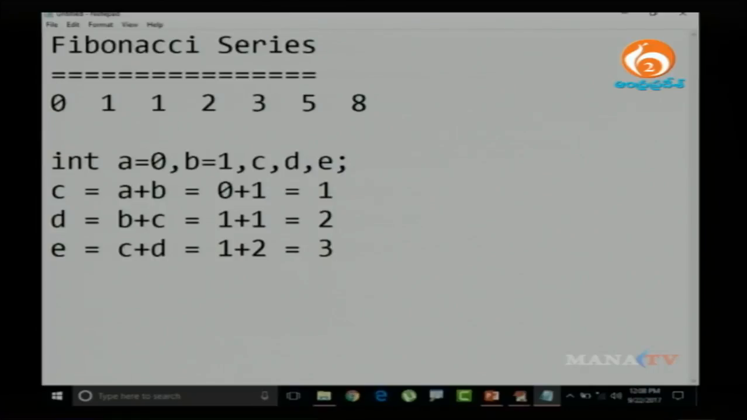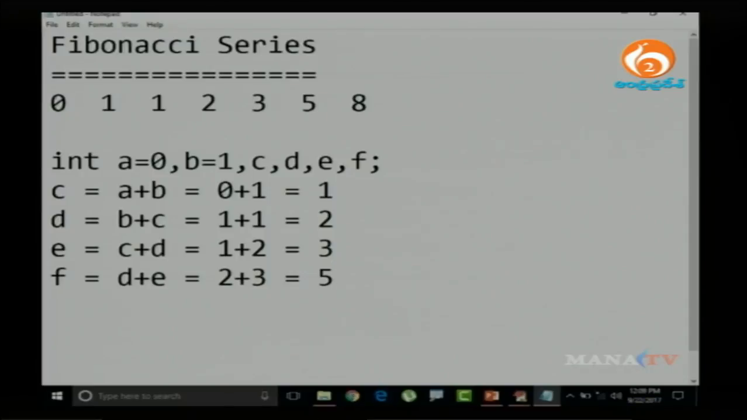Now, to generate the next Fibonacci value, let me take the variable f and perform the operation f equals d plus e. The d value is 2 and the e value is 3. So the f value is 2 plus 3, which is 5. So 5 is the next Fibonacci number.